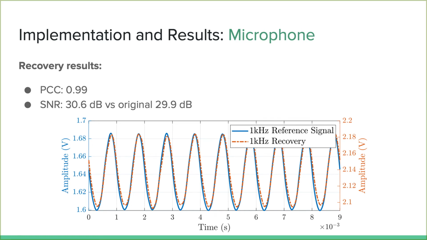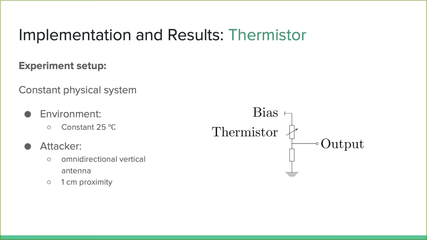And finally, for recovery, the orange dashed line here represents the recovered waveform. And we get a PCC of 0.99 and a very similar signal-to-noise ratio, representing that we're getting a high-quality recovered waveform out. So even with our detection method going, where we're removing samples from our sensor, we're able to recover the original signal with enough granularity. So that's with the non-constant physical case.